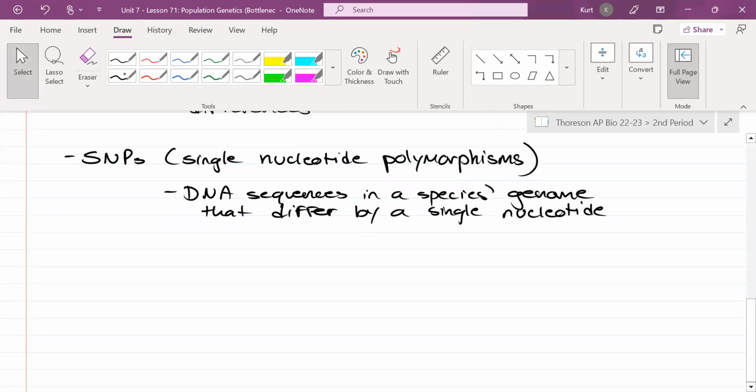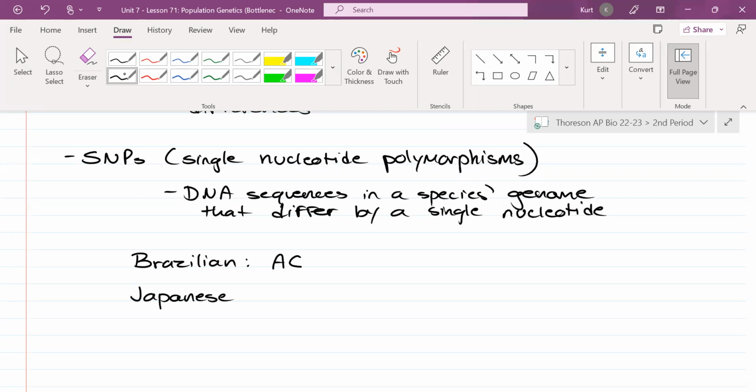Let's say that I have a Brazilian. They're a Homo sapiens, but they're from Brazil, South America. And let's say that I have someone who's Japanese on the other side of the world. The Brazilian has the following sequence: ACGT, ACGTA. The Japanese has ACG, TAC, CTA. I'm sure you can see the difference.